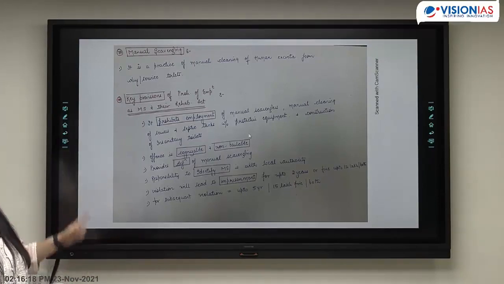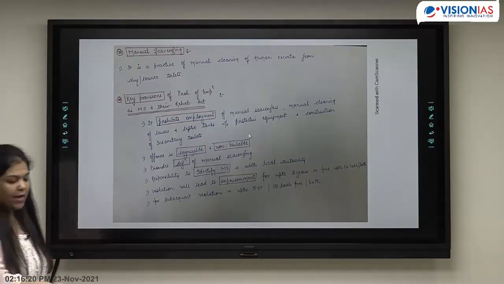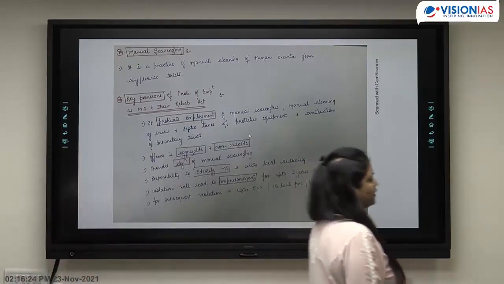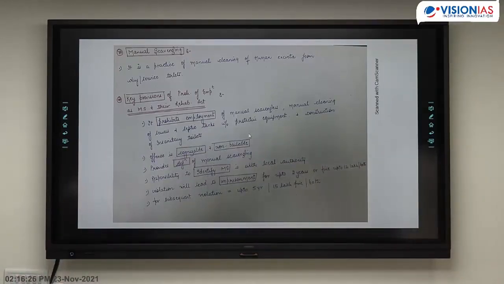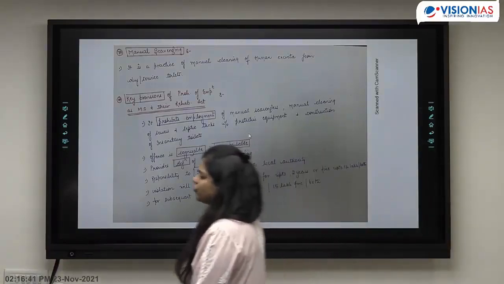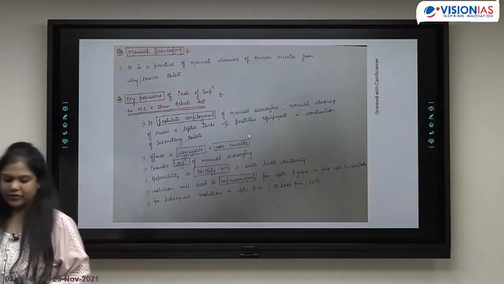The offence is cognizable, it is non-bailable, it provides clearly for the definition of manual scavenging. Is that very clear? It says it is the responsibility of the local authorities to identify the manual scavenger, and if you are violating the provisions of this act, it would lead to your imprisonment. And in case of subsequent violation, the gravity of the punishment and fine has increased.